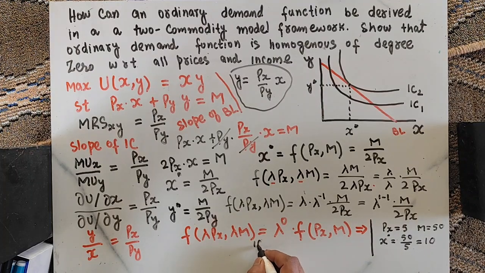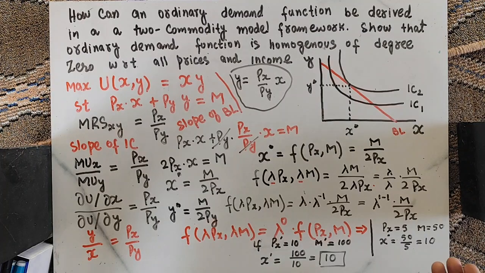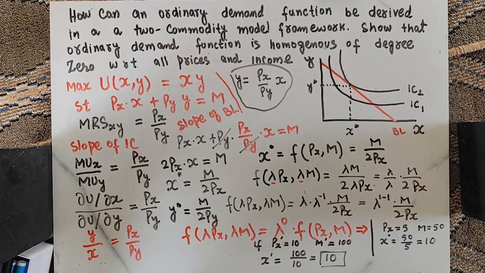Now if both prices and income are doubled, what happens? The new price, px prime, goes from 5 to 10, it gets doubled. Income also gets doubled from 50 to 100. How many units will the consumer demand? You can see, the new income is 100 upon 10. Again we are getting 10. That means doubling the income and prices does not affect the demand. Demand remains the same. That is the intuition behind homogeneous of degree 0 with respect to prices and income of an ordinary demand function. I hope you find it helpful. Thank you.